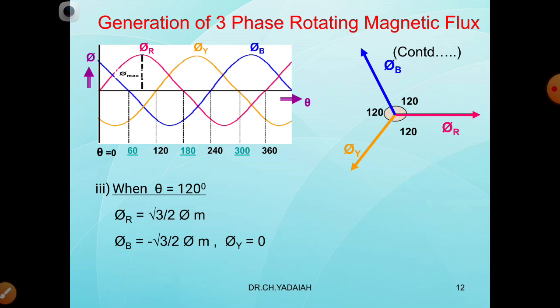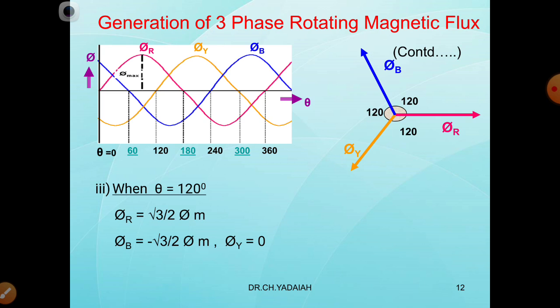Sin 30 is the same, minus root 3 by 2. Now coming to the Y phase. In this case, the Y phase becomes 0 at 120 degrees. So what is the Y phase? Phi m sin theta minus 120 degrees. Theta itself is 120, and 120 minus 120 becomes 0. So simply we are going to get phi Y also 0.